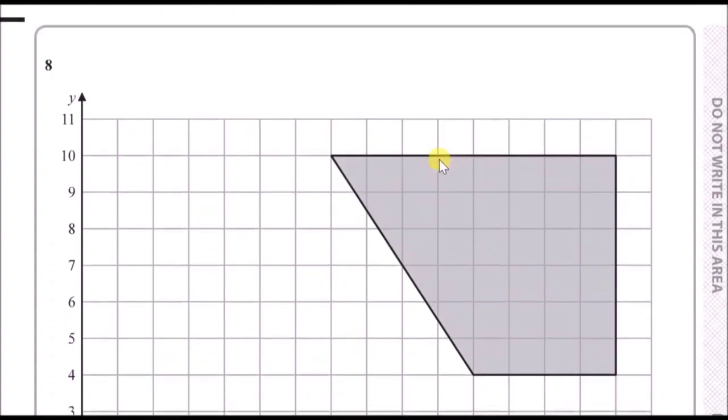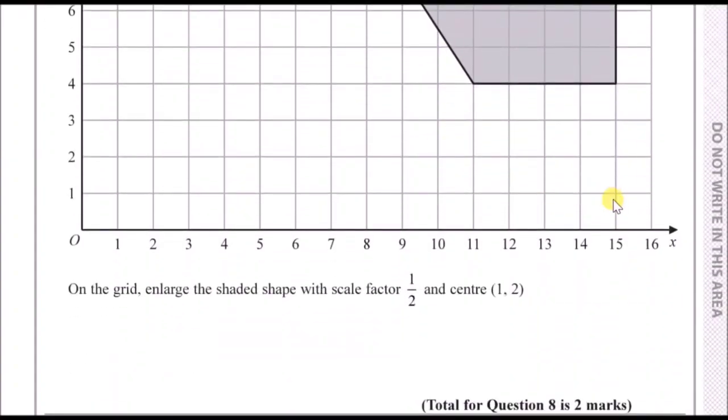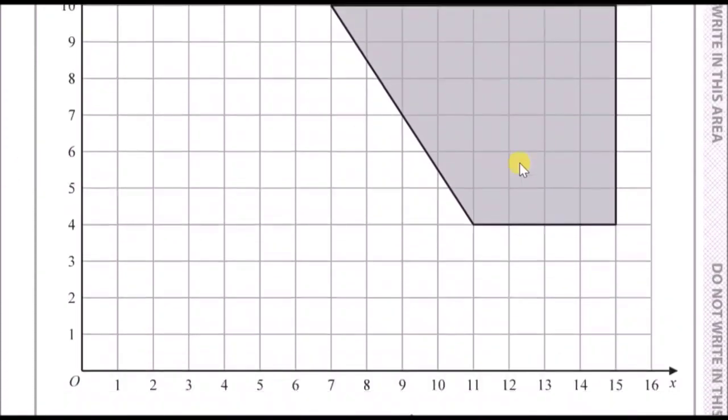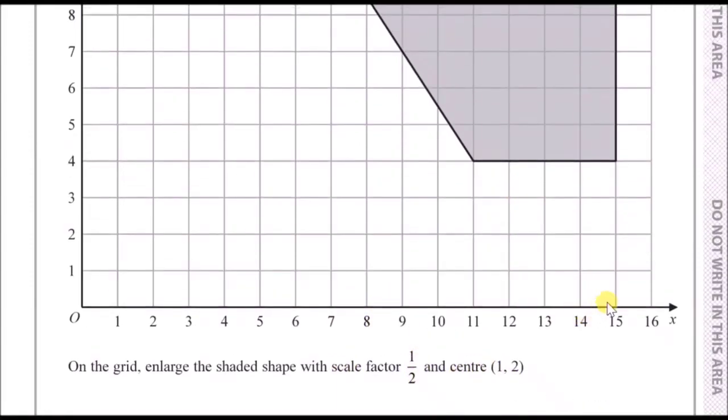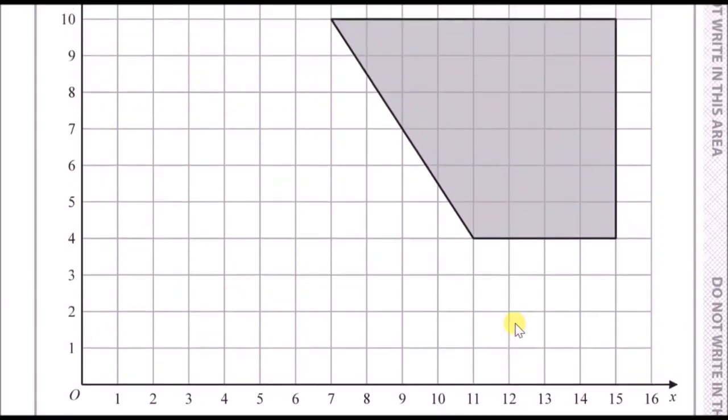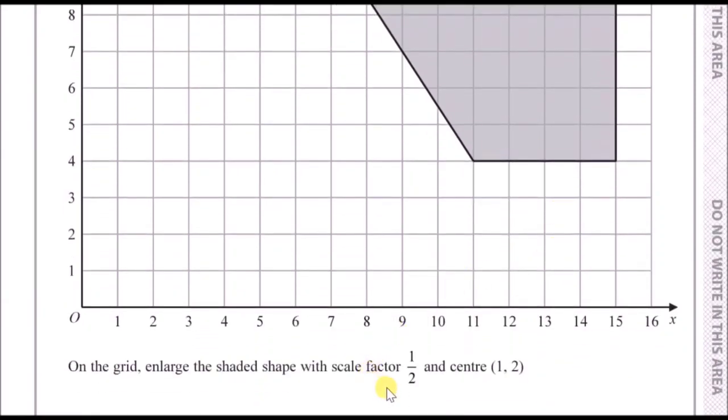Okay, number 8. So on the grid, enlarge the shaded shape, so this one over here, with scale factor half and center 1, 2. Okay, so what this secretly means is that we need to shrink this by half. That's what scale factor half means. If it said enlarge by scale factor of 2, this means you got to double it. Now the second point, which is the point 1, 2, this is going to be your center of enlargement. So the point where you're going to be looking to enlarge it from.